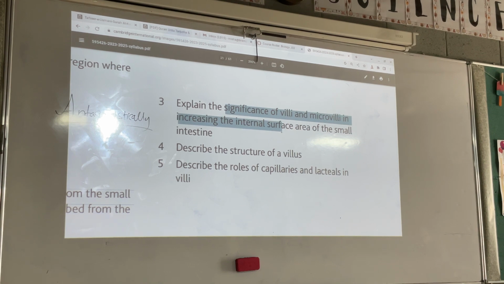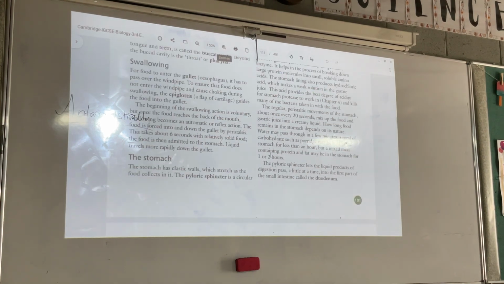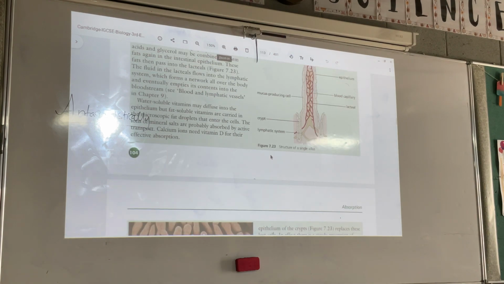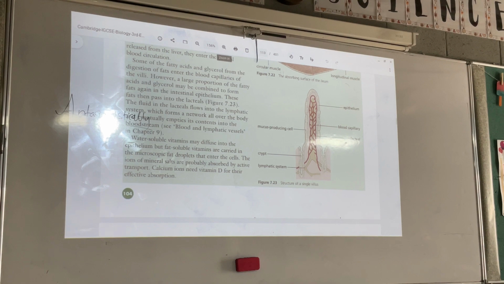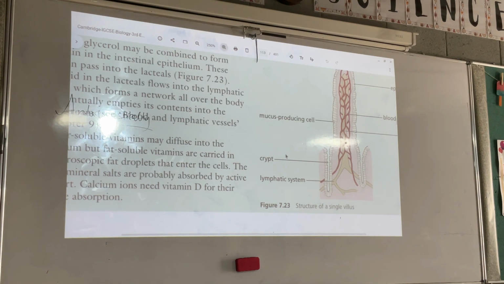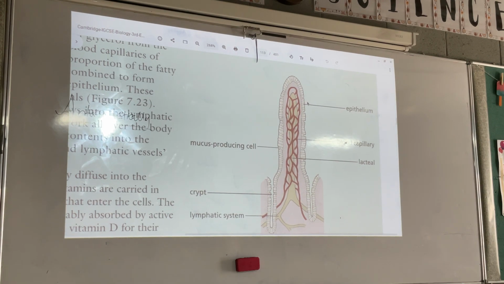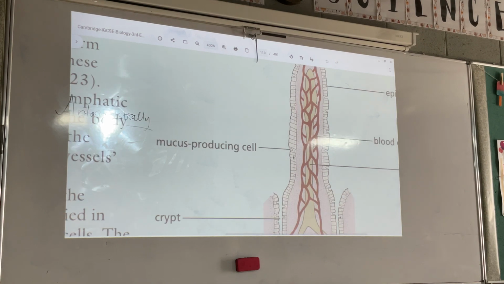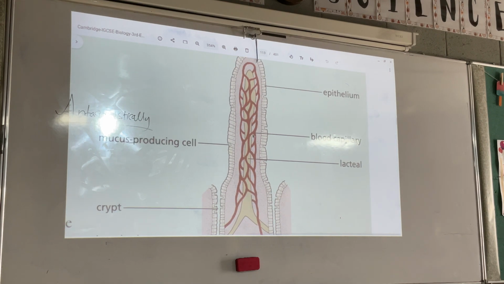Now for villi and microvilli, this is the structure first of all. This is also very important from exam's point of view. This is one villus. Villus is the singular of villi. Villi is the plural, okay? So this is one single structure of villus. First of all, the outermost layer is called epithelium. After epithelium, you can see that inside are blood capillaries.